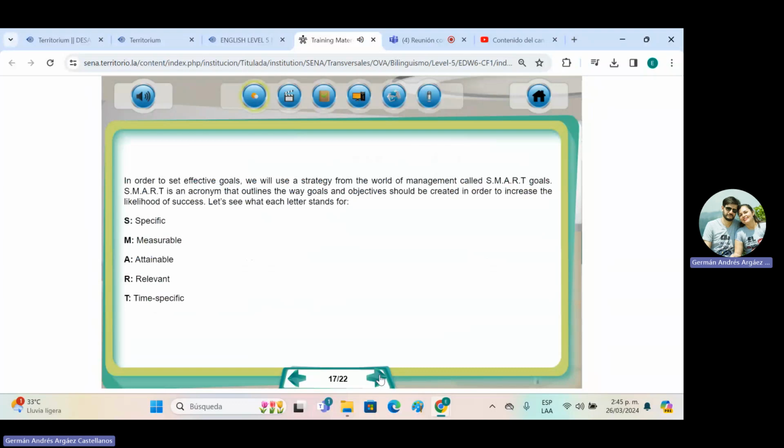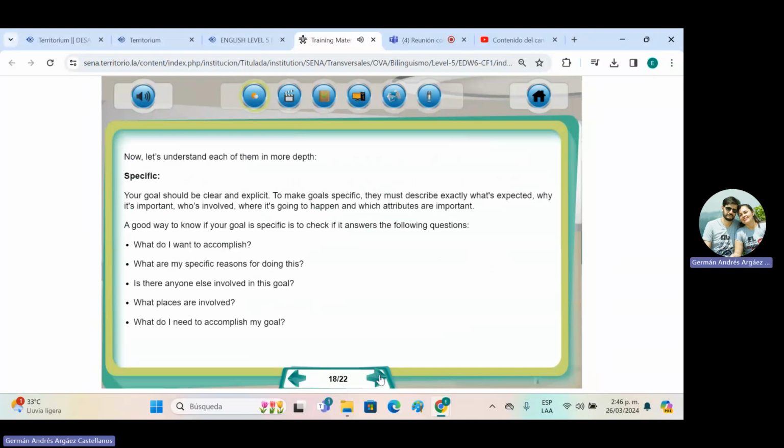In order to set effective goals, we will use a strategy from the world of management called SMART goals. SMART is an acronym that outlines the way goals and objectives should be created in order to increase the likelihood of success. Let's see what each letter stands for. S, specific. M, measurable. A, attainable. R, relevant. T, time specific. Now, let's understand each of them in more depth.